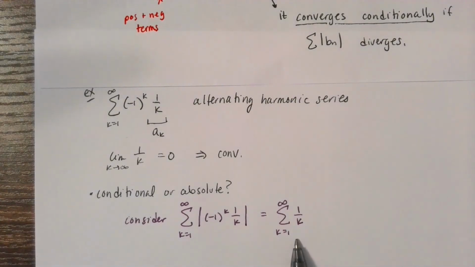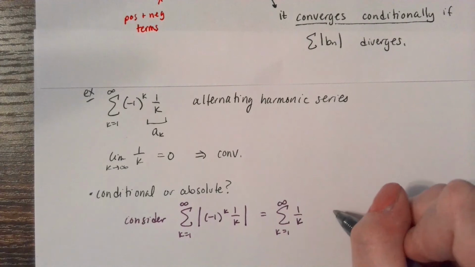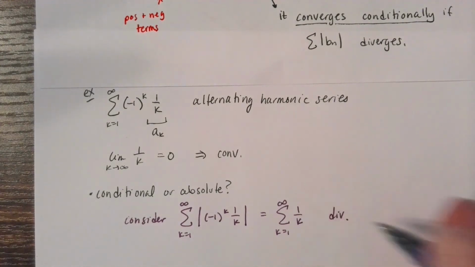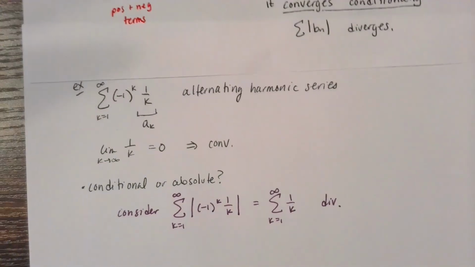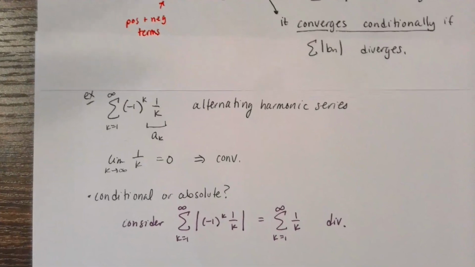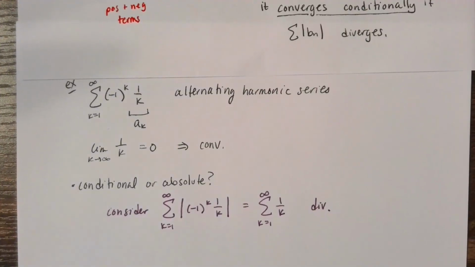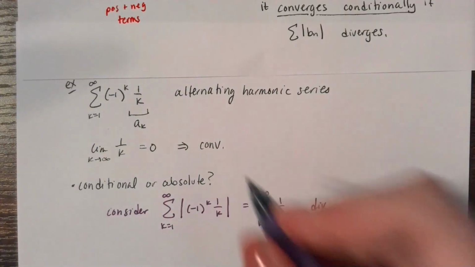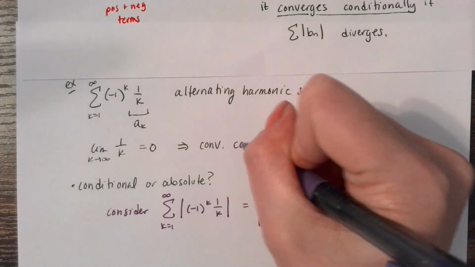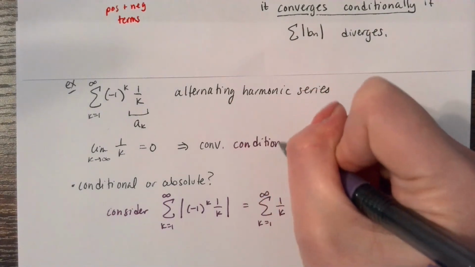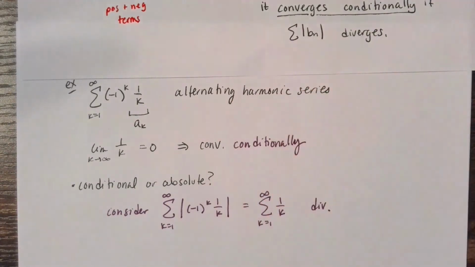So here we just have the regular harmonic series, which we know is divergent by using the p-test or the integral test, but this is one that we've decided previously is divergent. So because we got divergent for this other version of the series, we would say this convergence is conditional, so it converges conditionally. If we had gotten convergent here, we would have said this convergence was absolute.